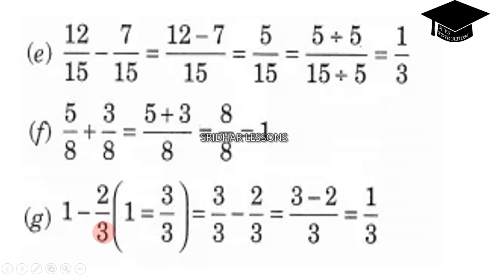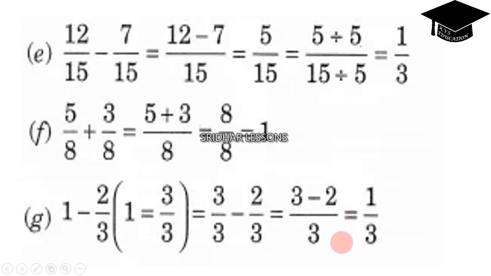Next, 1 minus 2 by 3. Here we can write this 1 as 3 by 3 to get the common denominator. So 1 we can write as 3 by 3 minus 2 by 3. That means we can directly subtract, 3 minus 2 by 3. This is equal to 1 by 3.